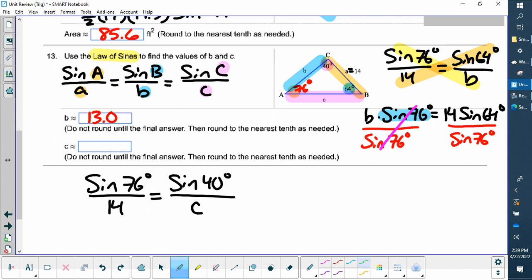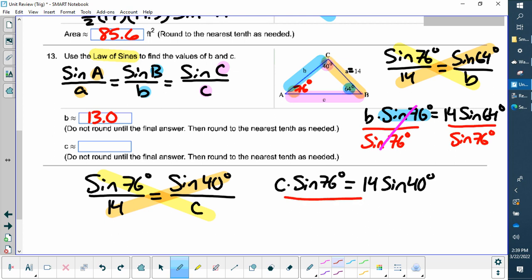and just like we did before, cross multiply. So this times this equals that times that. I get C times the sine of 76 degrees equals 14 times the sine of 40. And again, it's a division problem. Divide. I have to cancel it out over here, balance out my equations. This goes away. Okay, now it's another calculator problem.